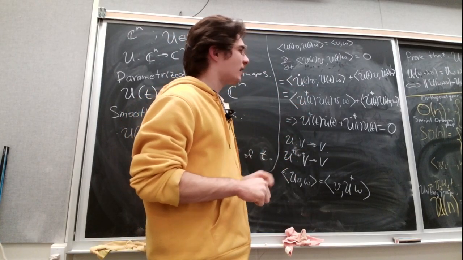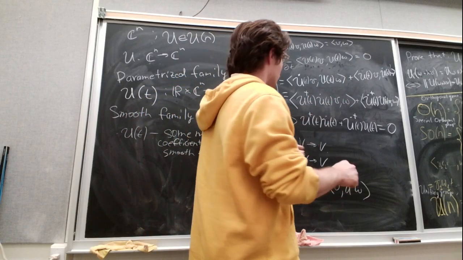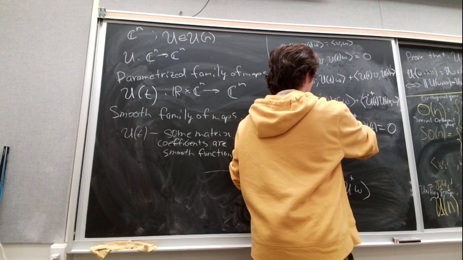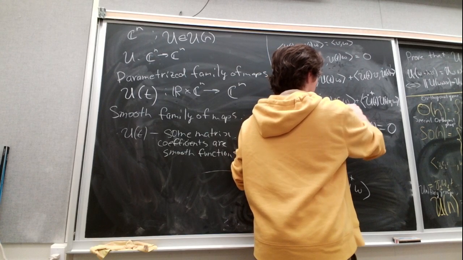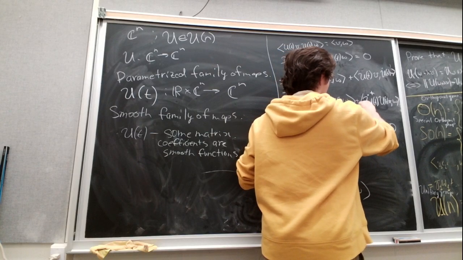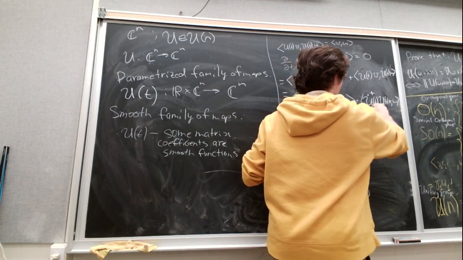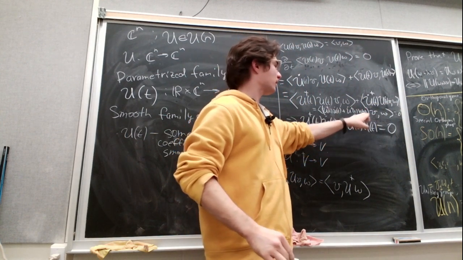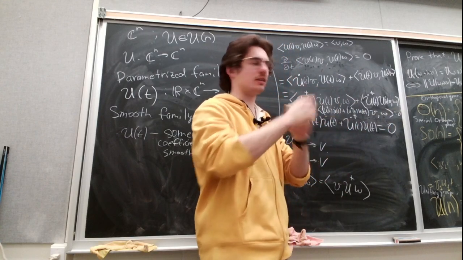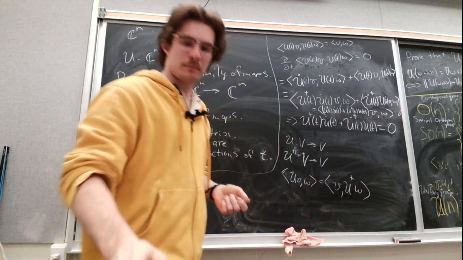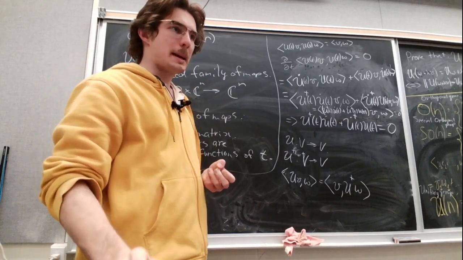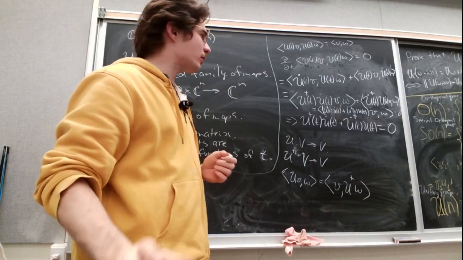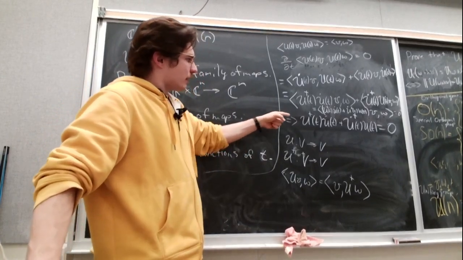Right, because I can combine these in what way? I can combine these as u dagger of t, u dot of t plus u dot dagger of t, u of t, all applied to v, like this. So I have this single operator acting on v, inner product with w, is 0 for any v and w, so this thing has to be 0. Okay, I have this.